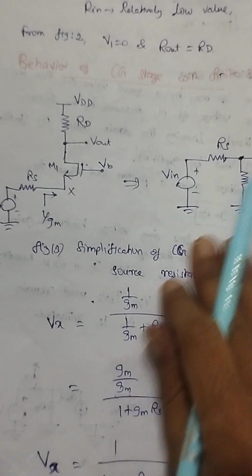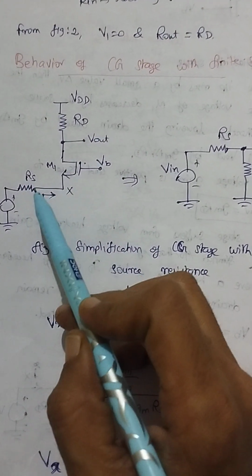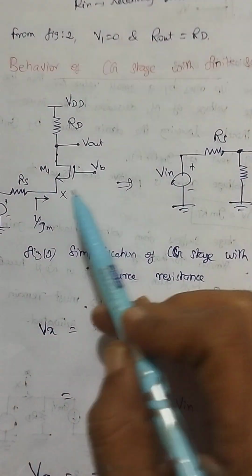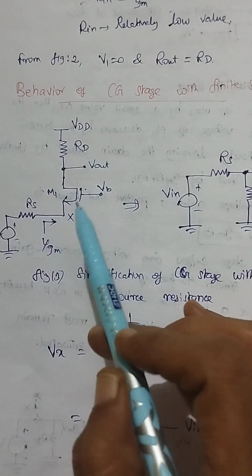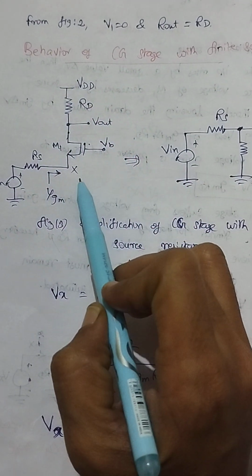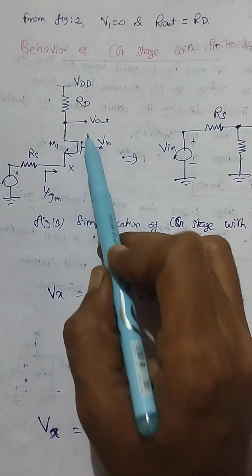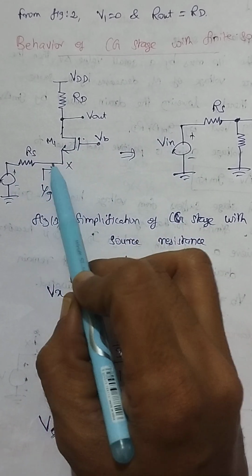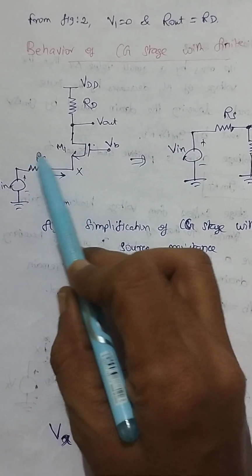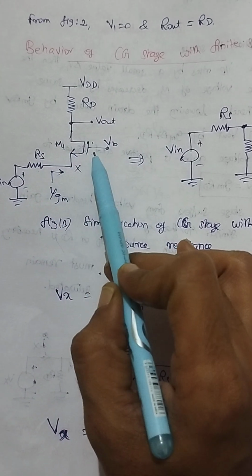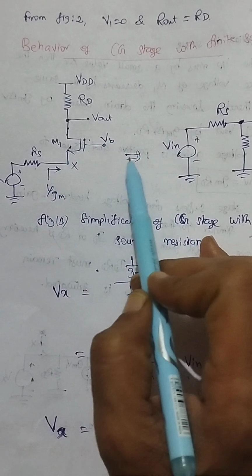Next we are going to see, if we are connecting a resistance at the source side, how our circuit will behave, that is, what is our voltage gain. That is what we are going to see now. So this is the diagram here. This is same as the previous diagram, but the difference is that at the source side we are connecting resistance Rs. So how this will affect your output, that is what we are going to see now.